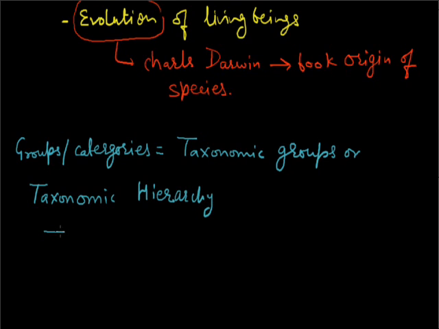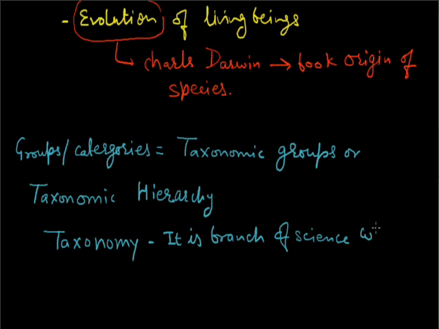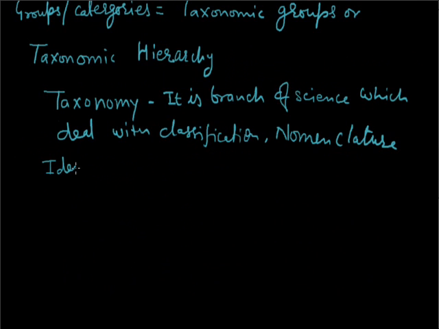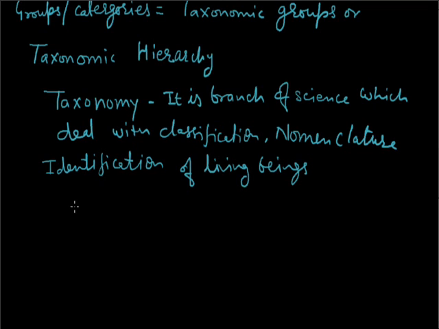So first of all, what is the meaning of taxonomy? Taxonomy is the branch of science which deals with the classification, nomenclature and identification of living beings. So first of all we discuss identification.